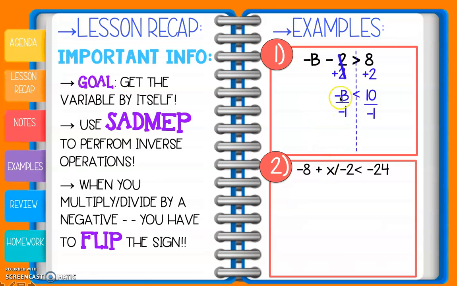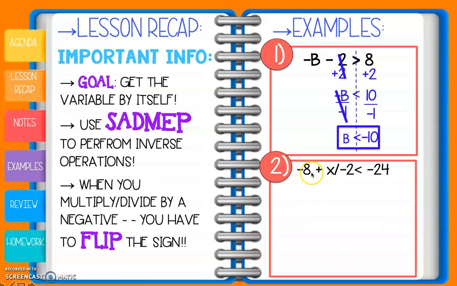So I have a times by negative 1 and a divide by negative 1, and those are opposites. So they cancel out, and we're left with just a b. We flipped our symbol, so it's a less than. 10 divided by negative 1 gives me a negative 10. So my solution is b is less than negative 10. Okay. All right, let's take a look at number 2.